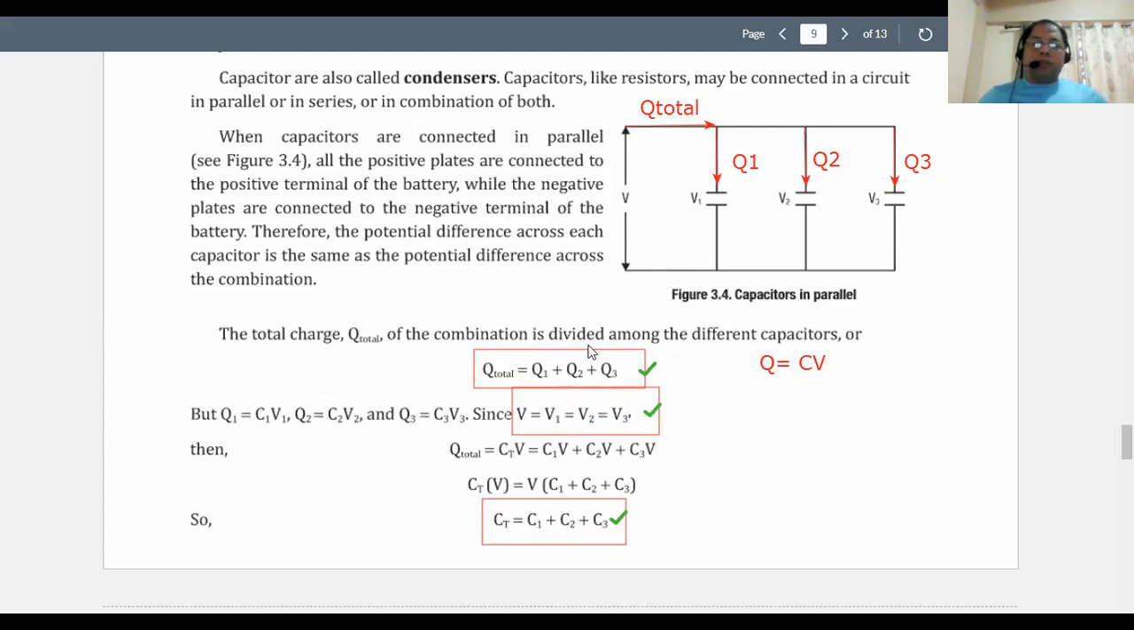So again, the charges in our capacitances are being added together, whereas the voltages in this case are equal because they are in parallel. The idea of equal voltages is what we see in our homes, because the appliances that you use in your homes are all of the same voltage.